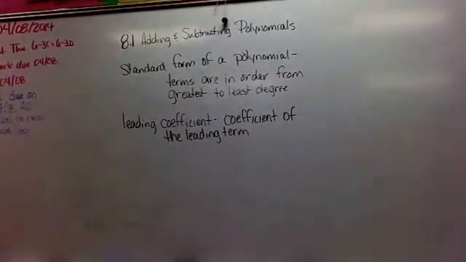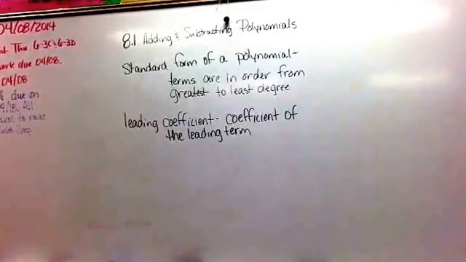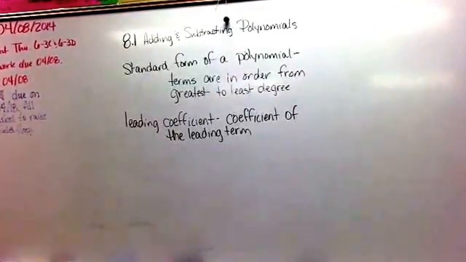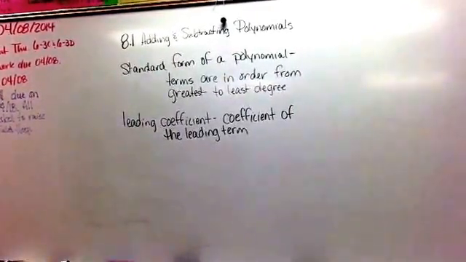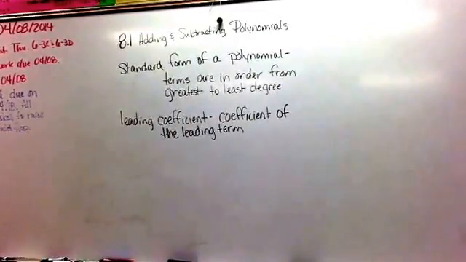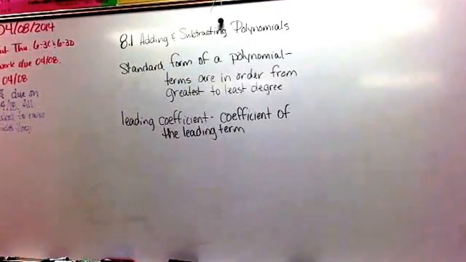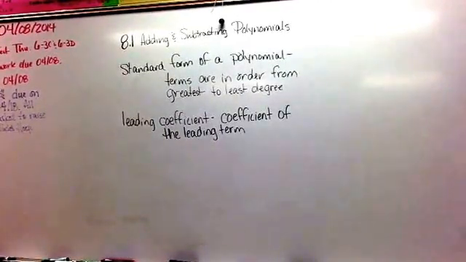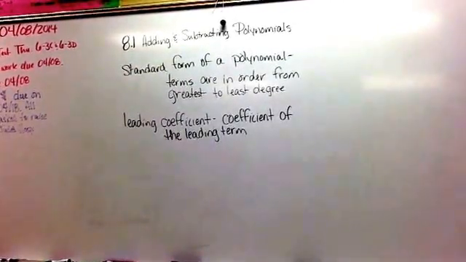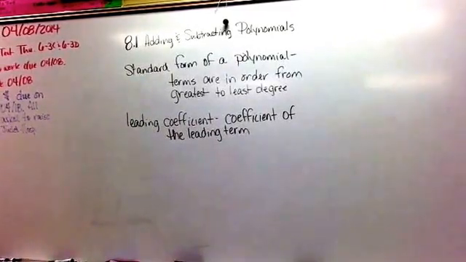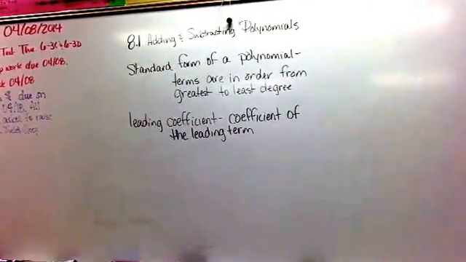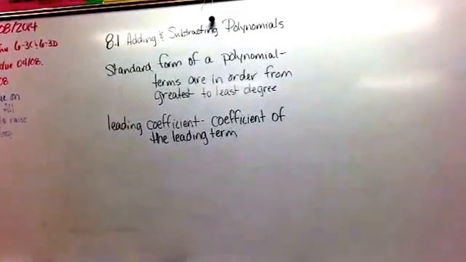Students, for the next examples, you're going to need a couple more definitions. Here we have the standard form of a polynomial. The terms are in order from greatest to least, and your leading coefficient is the coefficient of the leading term. These definitions can be found on page 466 of your textbook at the top of the page.